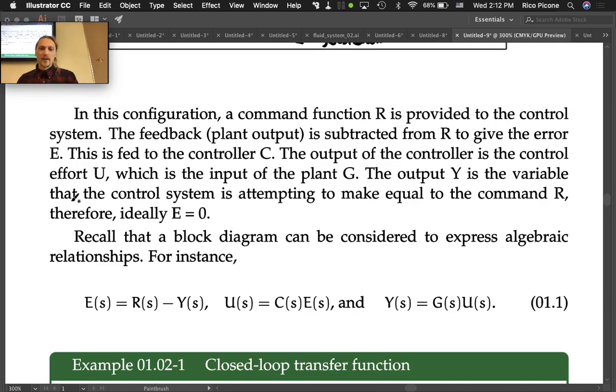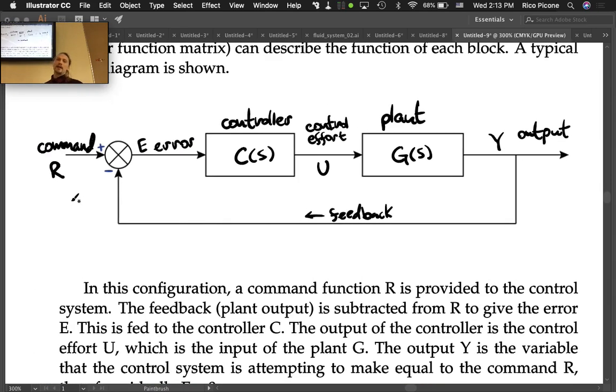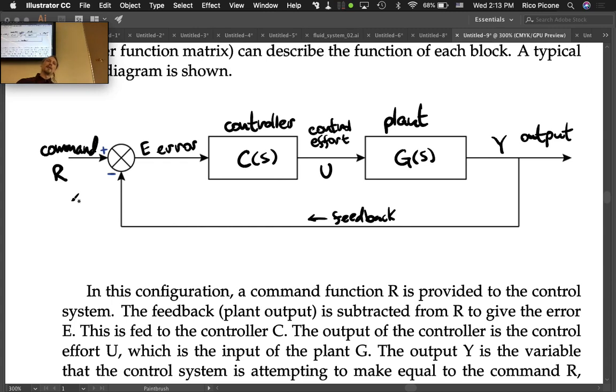Okay, so recall that a block diagram can be considered to express algebraic relationships. That's all it does. It doesn't describe any sort of loading situations. It just describes algebraic relationships. Yes? With the error, if you have like a skew, you're trying to get to 60 miles per hour, but every time you put the command to get to 60, it goes to like 55. So you have like a constant error? Yeah. Is that what we're looking for? That's called a steady state error.